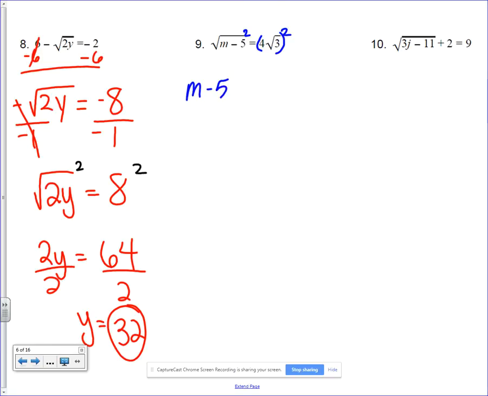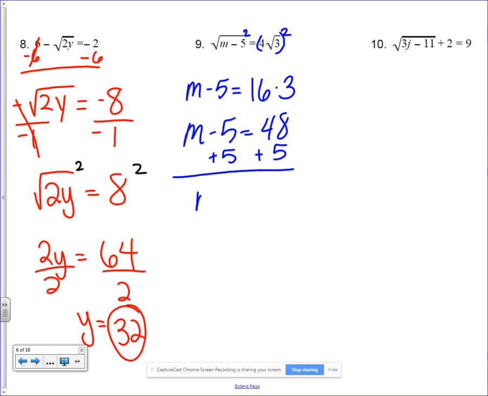So I have m minus 5 equals, what's 4 squared? What's the square root of 3 squared? Times 3. Because remember, when you square a square root, they just cancel each other out. What is 16 times 3? We just did that one, right? Okay, and then how are you going to solve? Wonderful. So m is 50 what? 53. Good. Why don't you guys try number 10? See how you do.